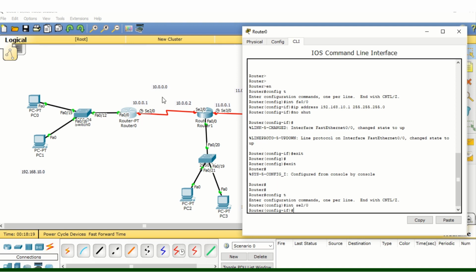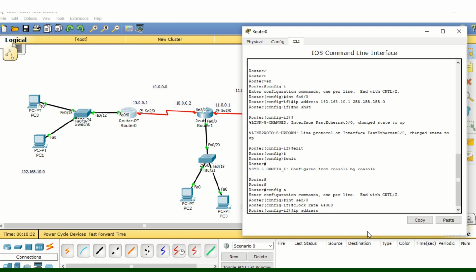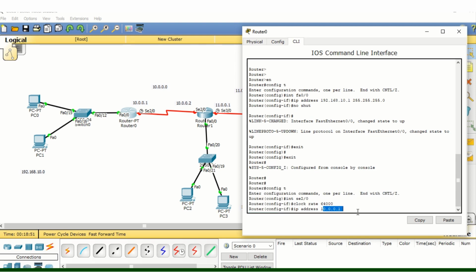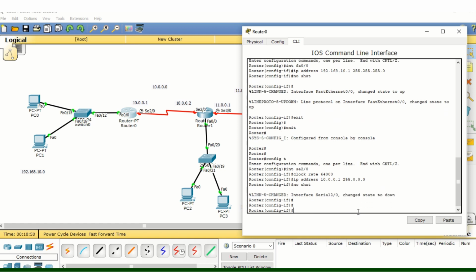The clock rate is given on the side of the serial interface where you see the clock. So I will add the clock rate 64. Now I will write the IP address. For the Ethernet interface we write the gateway address of the whole subnet, but for this we give an individual IP address because we are going to use it in static routing. The IP address for this interface I already wrote here, 10.0.0.1. It is a class A IP address, so its subnet mask is 255.0.0.0. No shut. The state is not up because we only configured one side of the serial interface. The state will be up when we configure the other side.